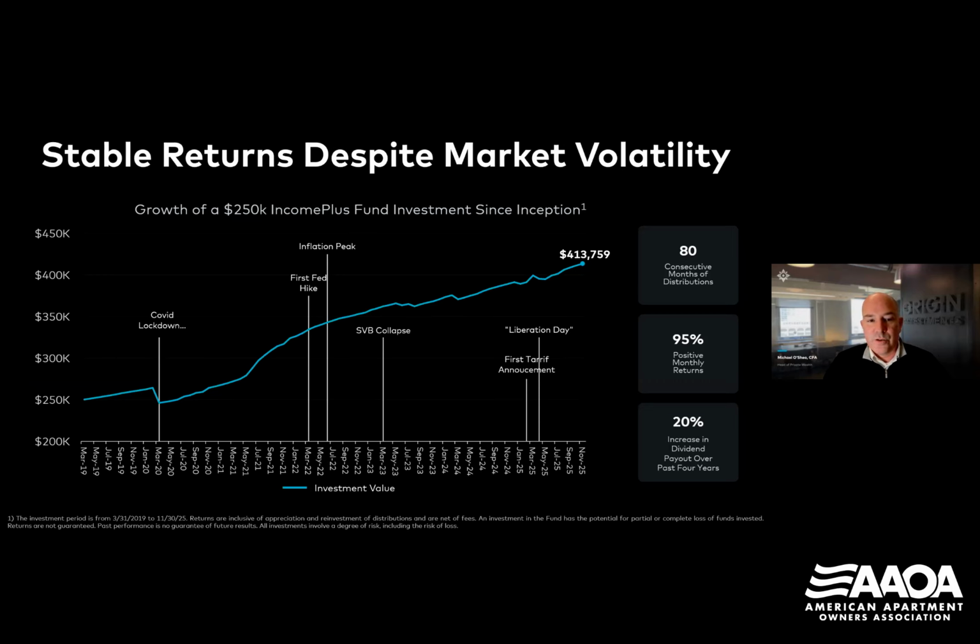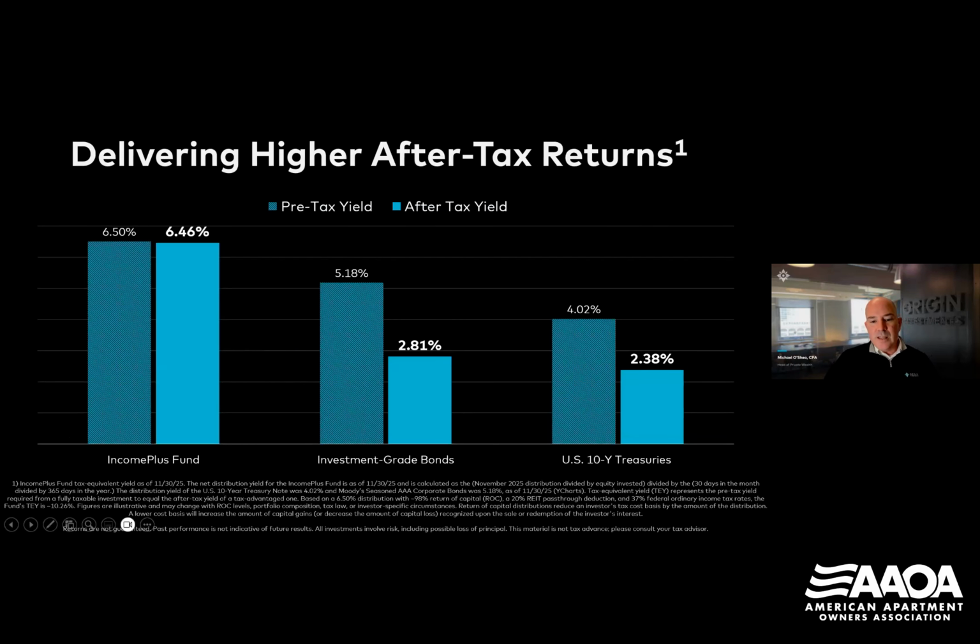But you could see that we turned your $250,000 investment to about 413, even going through this downturn. 95% of our months have been positive. So extremely good outperformance. And then we generate a nice tax efficient income stream.